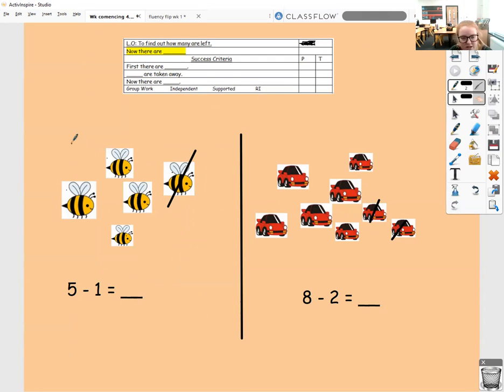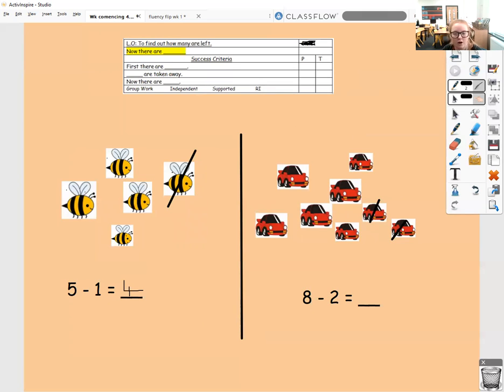How many are left? How many bees are left? Let's have a look. 1, 2, 3, 4. So first there are 5, then we take away 1, then there are 4. 5 take away 1 equals 4. I would like you to pause your screen now and have a go at this one on your piece of paper in front of you, and then come back and press play when you're ready to carry on with the lesson.